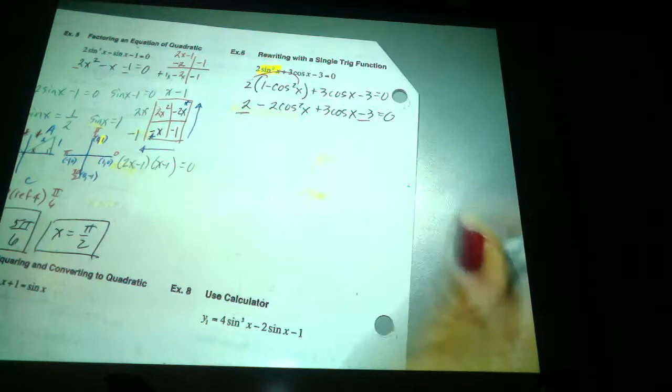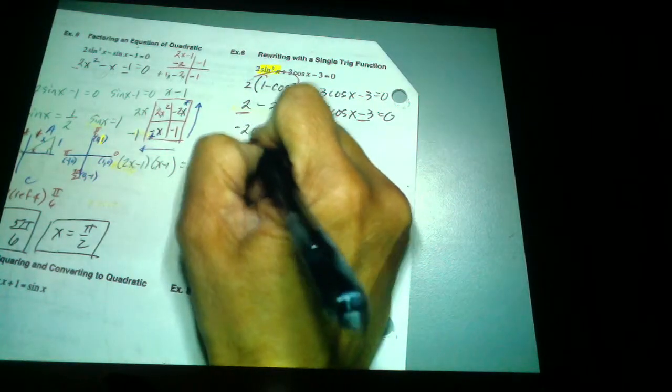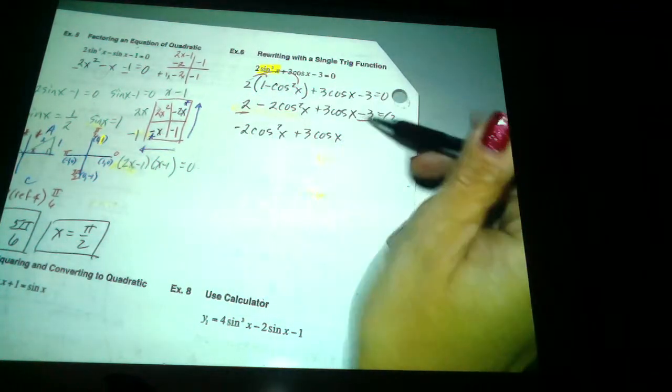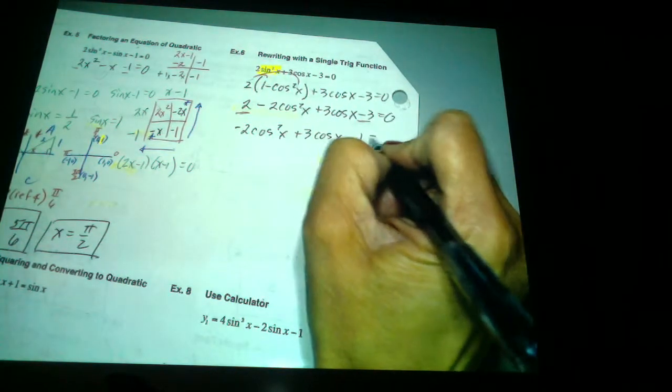And then I have some like terms to combine. And I want to write it in descending order. Highest degree term is the cosine squared, so minus 2 cosine squared x plus the 3 cosine of x, and then positive 2 and negative 3 combine to give me negative 1. Is there an issue? What's the issue?